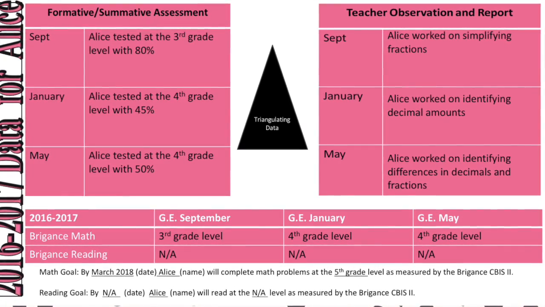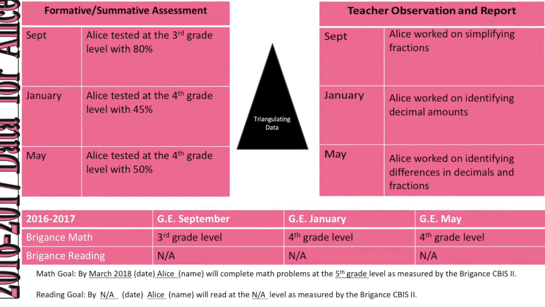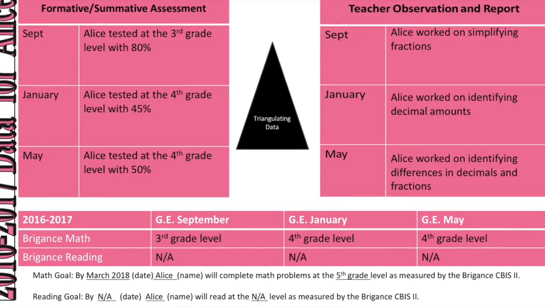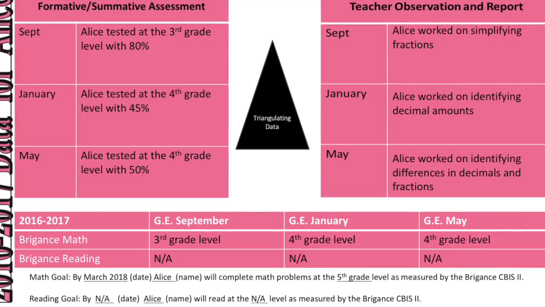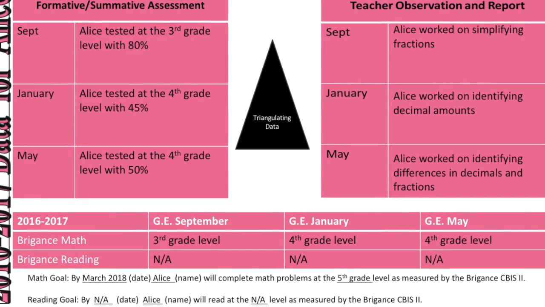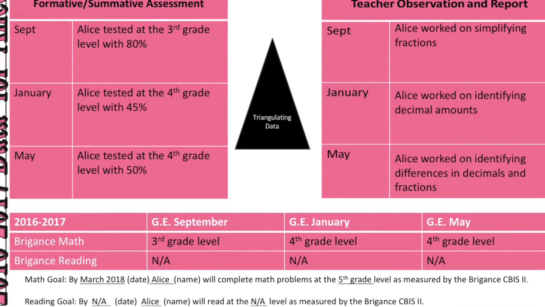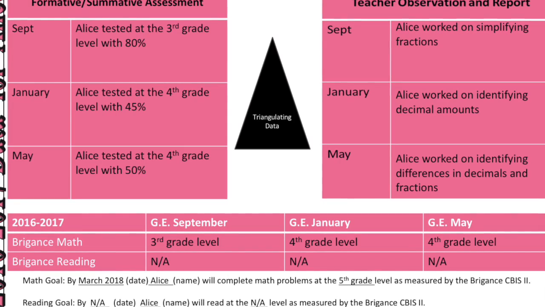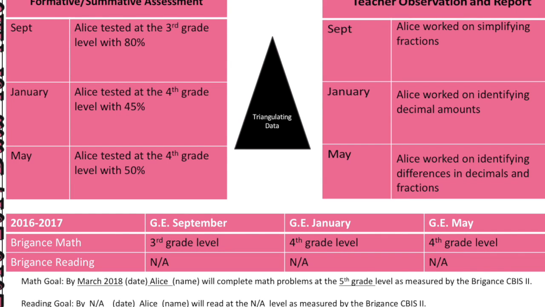In September, she was working on simplifying fractions. In January, Alice worked on identifying decimal amounts, and in May, we're going to work with Alice on identifying differences in decimals and fractions. Her math goal is to be done by March 2018, and by this point, we're hoping that she will be at the 5th grade level for the Brigance. And note, there was no reading data because I did not get to that.